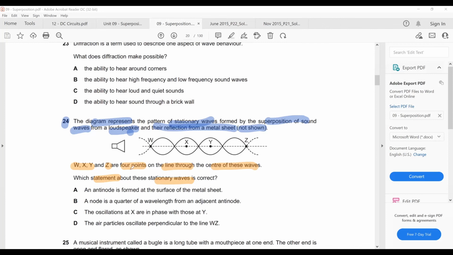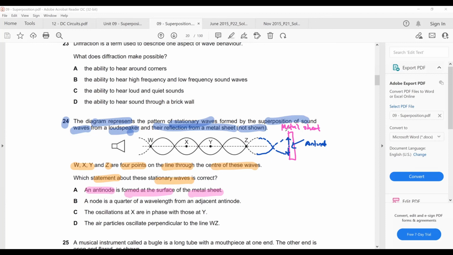Now, an antinode is formed at the surface of the metal sheet. Say for example, you have a metal sheet here. This is your metal sheet that is being shown here right now for your understanding. They're saying that an antinode is formed at the surface of the metal. We need to say you're getting something like this. This one is what we call an antinode, because at the surface here, you have this, right?